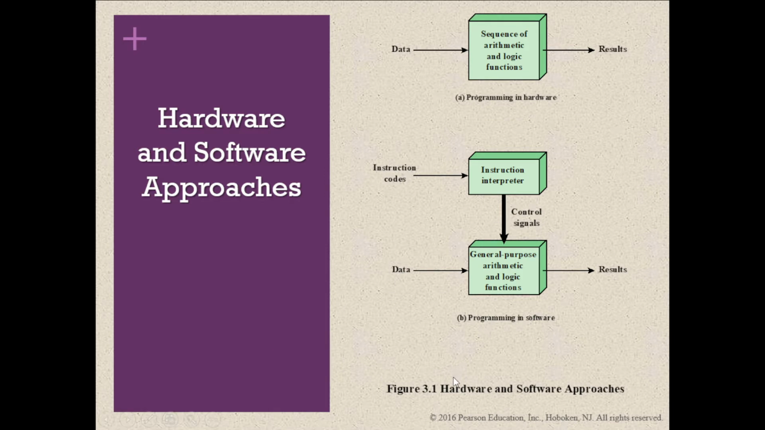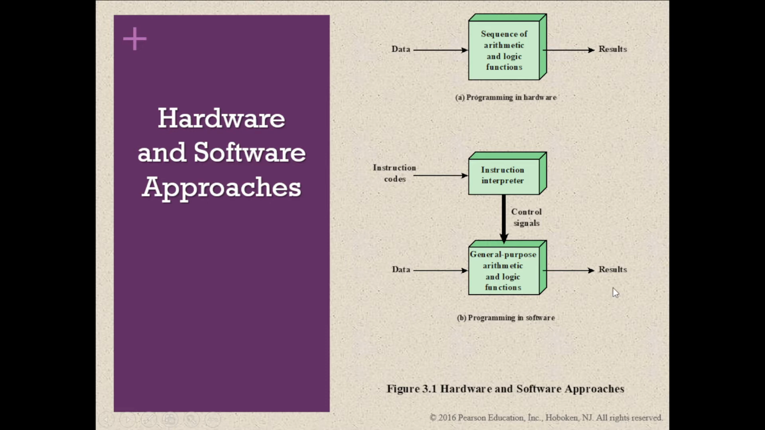So for 3.1b, it's like two steps. First, what if we need addition, and the result is of course the sum. So we have instruction codes for addition, and then of course the instruction interpreter. It interprets, oh, this is for addition, and then it will produce a control signal for addition, and it will be sent to the general purpose arithmetic and logic operations, and it will apply adding two or more numbers because of the data, and the result is the sum.